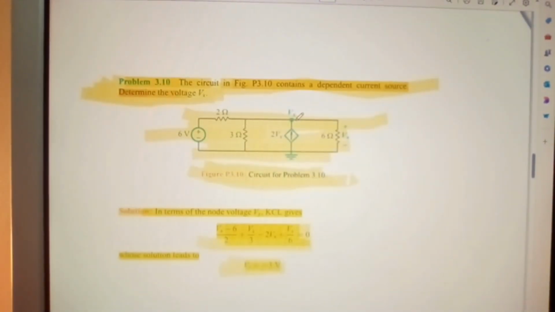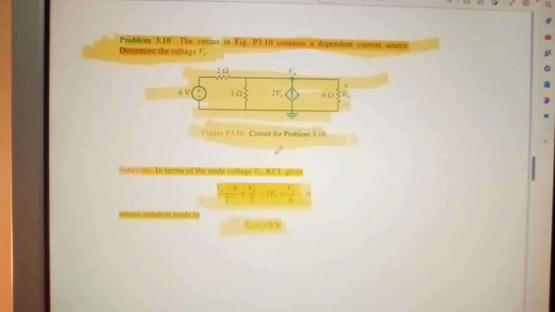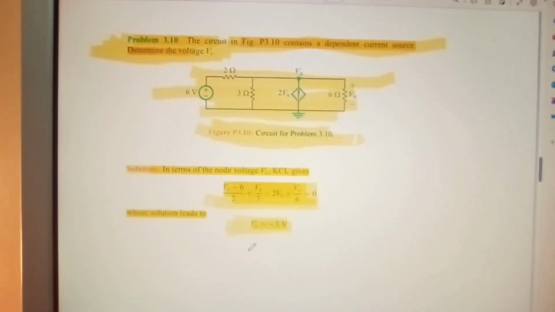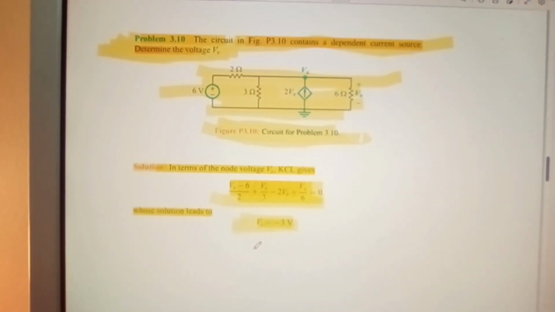Now let me just see if I had extended this any further. No, I have not. What was the question in here? Let's just make sure we answer the question. In the circuit, determine the voltage of Vx. And we have Vx at minus 3 volts. Okay? And that's interesting. Now my question here is, which Vx are we talking about?